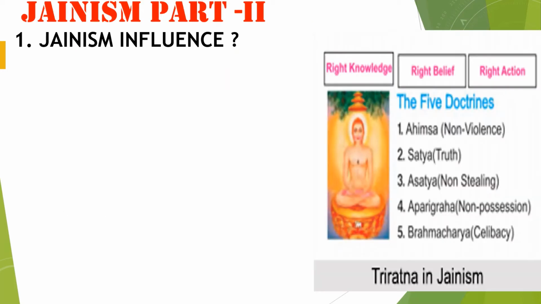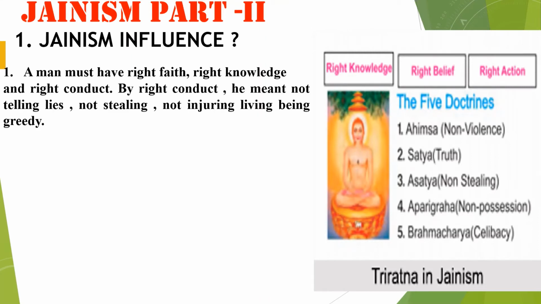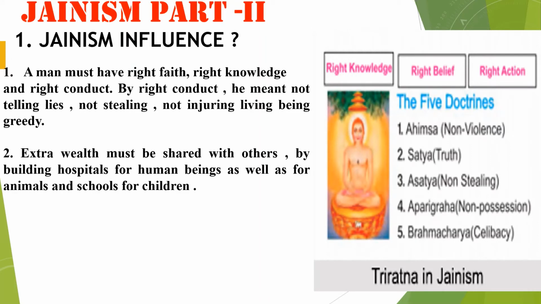Jainism part 2. Today's first question is Jainism influence. A man must have right faith, right knowledge, and right conduct. By right conduct, he meant not telling lies, not stealing, not injuring living beings, and not being greedy. Extra wealth must be shared with others by building hospitals for human beings as well as for animals, and schools for children.